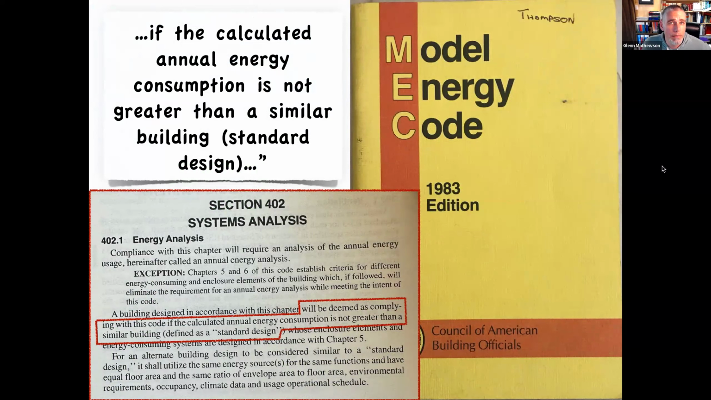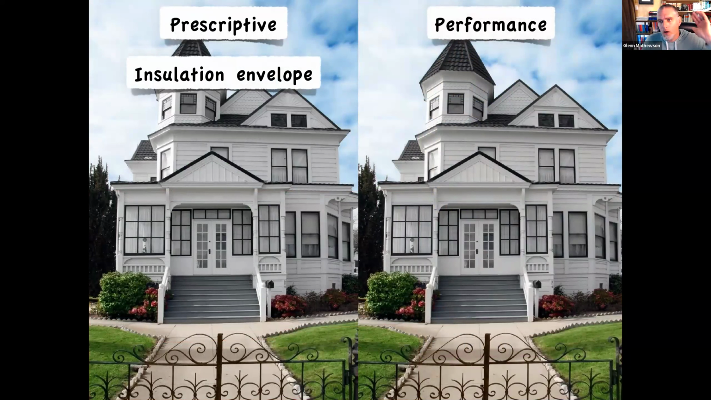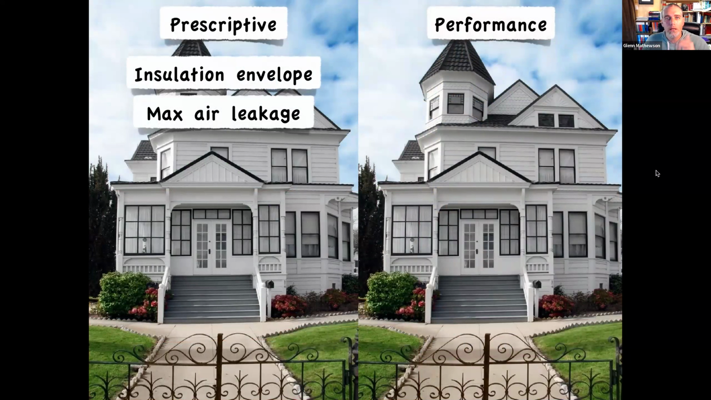So again, nothing new. So you might look at this house on the left, the prescriptive house, and like, okay, we're going to insulate the envelope to the table, you know, R30 cavity. And then we're going to do a maximum air leakage. And we talked about that maximum air leakage, 3 air changes per hour in most of Colorado. Okay, that's the baseline.